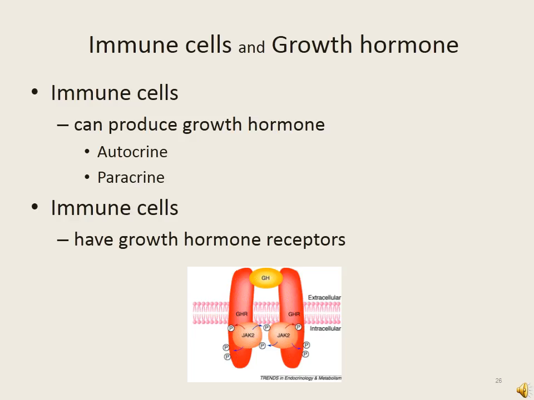The previous two slides show the effect of the growth hormone on both adaptive immune cells and innate immune cells at the development and the activation stage. Okay, so it means that there are growth hormone receptors on immune cells. Not only that, the immune cells can produce growth hormone, and the growth hormone can have an autocrine effect and paracrine effect.